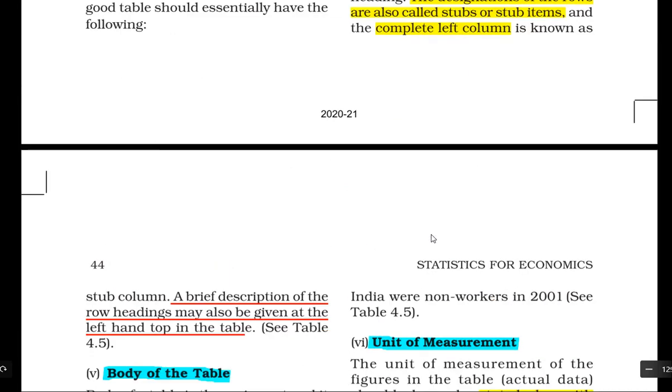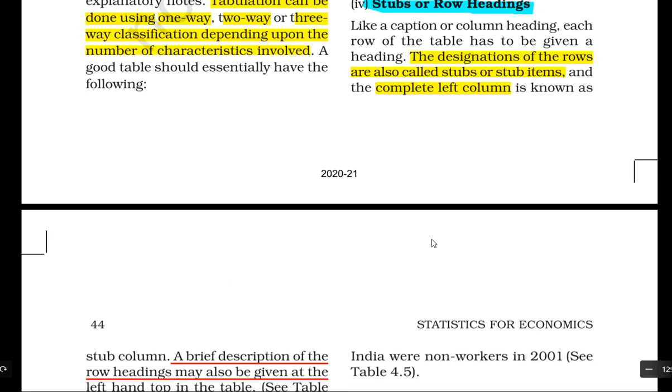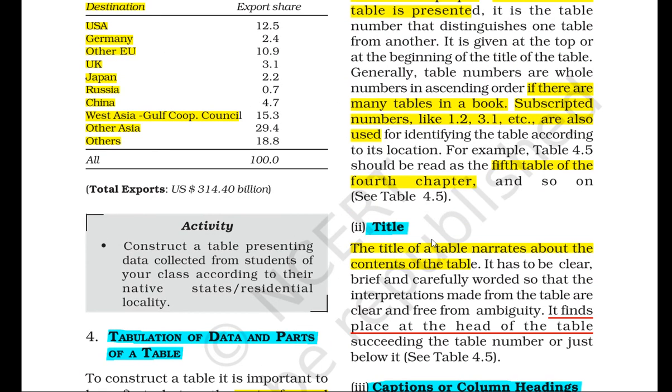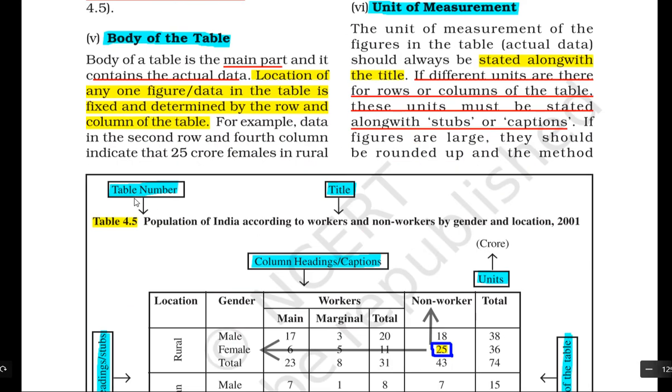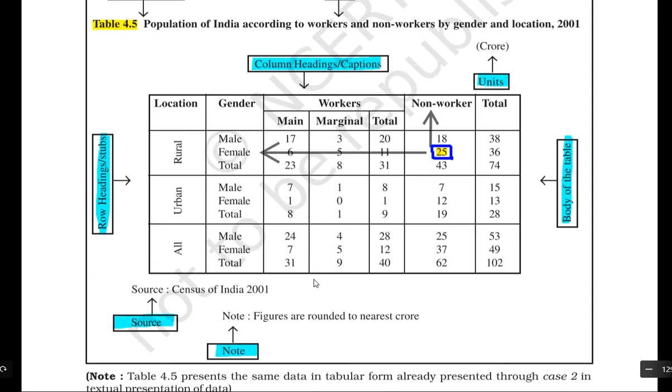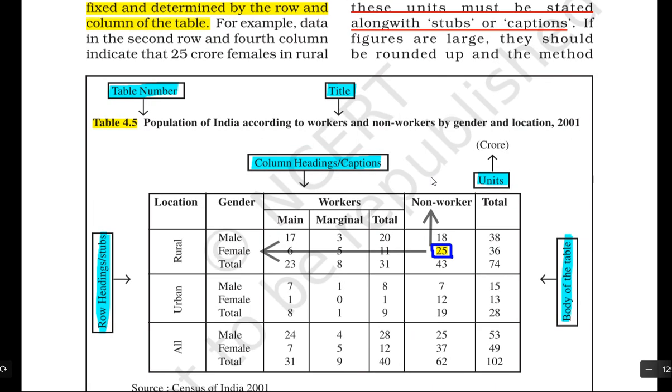So in this way we understand what the various parts of a table are. These parts are very important, and each part must be put at the right place. If information about any part is not available, you can leave it. For example, if no notes are required, you can leave it. It is not compulsory, but there are certain things which are compulsory, like column headings, row headings, and body parts. These are the compulsory things which you have to learn how to present.